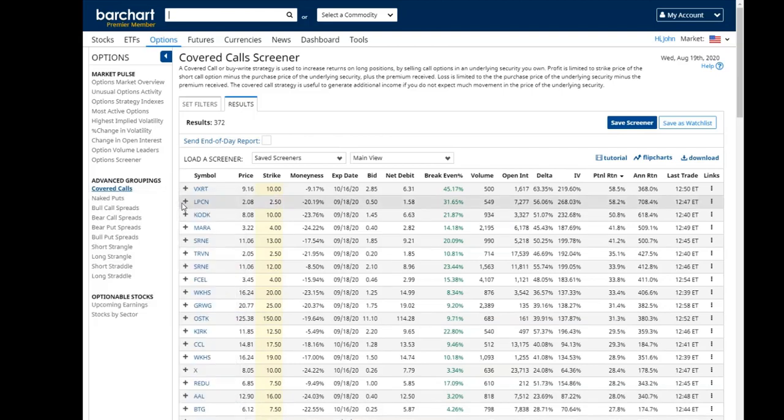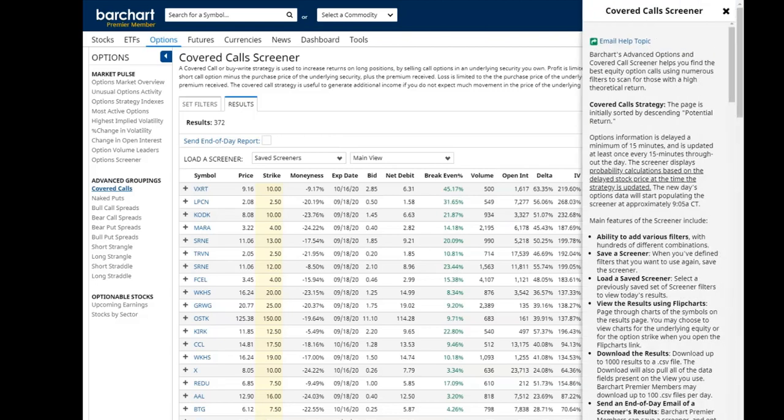All right. So here we are in our covered call screener. Just again, some basics here. Notice that the covered call strategy page is sorted by potential return.